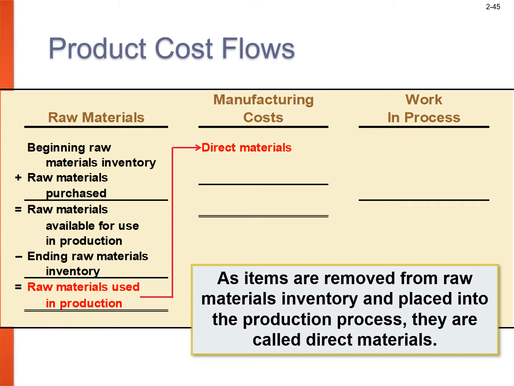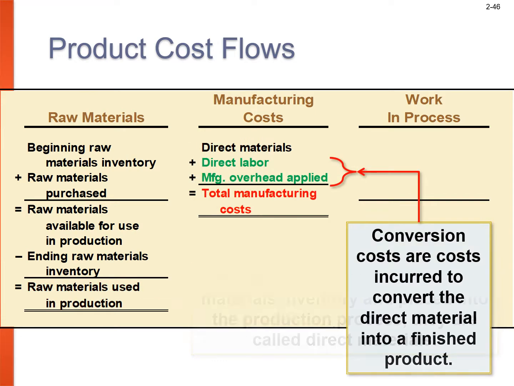On the cost of goods manufactured schedule, you will see we're going to start with beginning inventory of raw materials, add any raw materials purchased, and then subtract the amount that are still in inventory. Remember, raw materials available are everything we could have used in production. If we subtract what we didn't use, what's still left in the inventory, that will give us our direct materials used. We then add direct labor and manufacturing overhead applied. That will give us our total manufacturing costs.